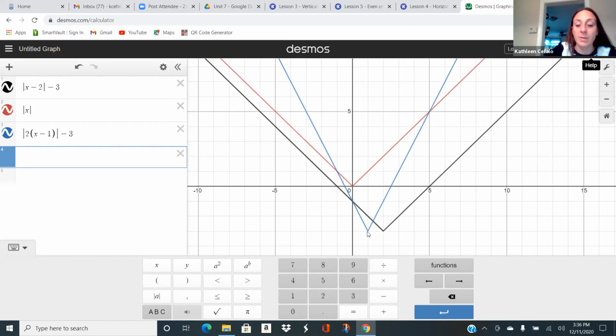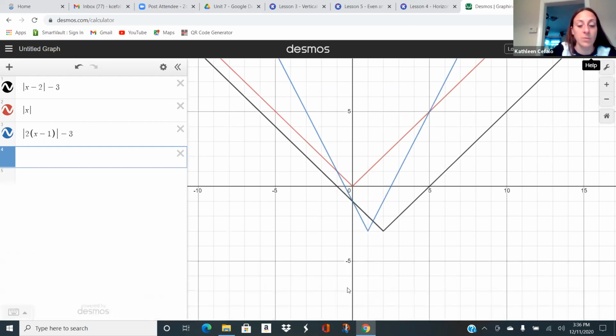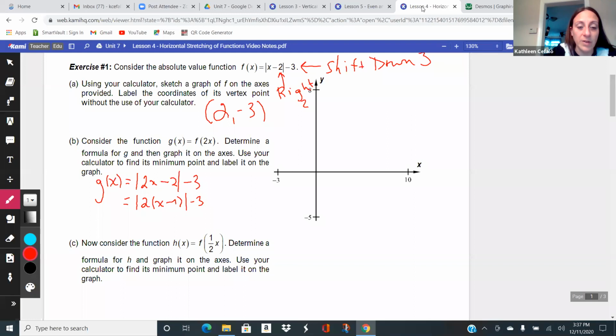Okay. And the minimum point, again, I'm going to make my keyboard a little bit smaller. That minimum point, if I just click on it with my mouse, I can find that minimum point at 1, -3. Isn't that interesting that we kind of had that over here? Okay. So that minimum value is at 1, -3.